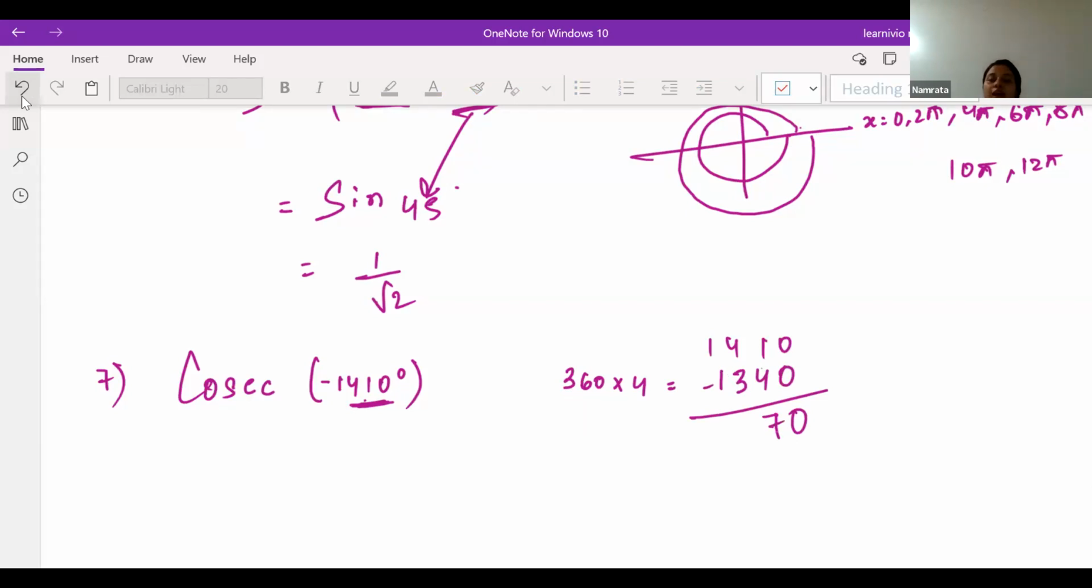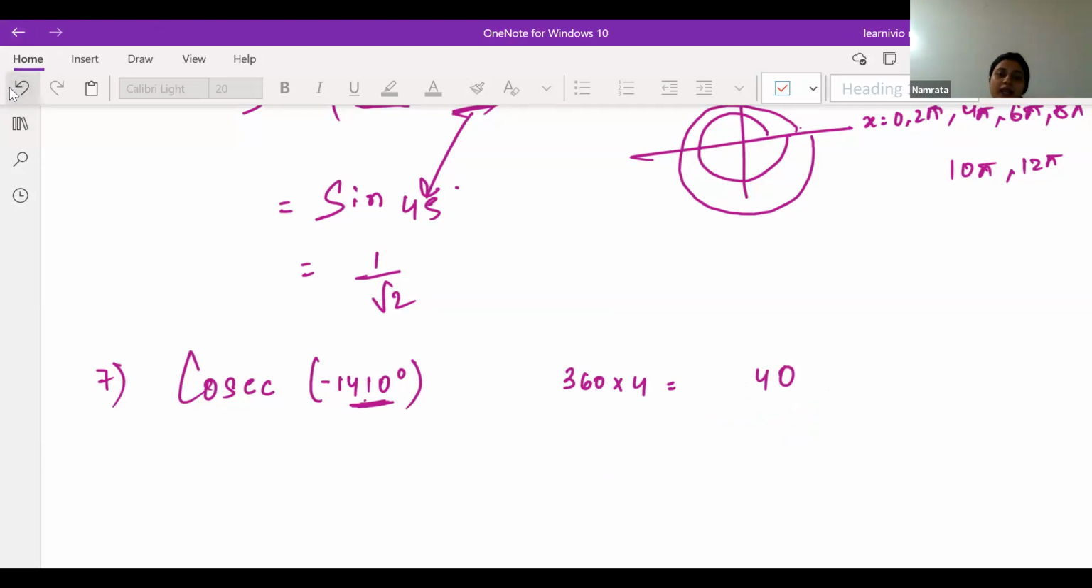Still we don't know the value of 70 degrees, right? So let's check it. Are we doing it correctly? Sorry, this multiplication I have not done correctly. We will be getting 360 into 4. Are you doing the calculation with me? Nobody is doing, no?